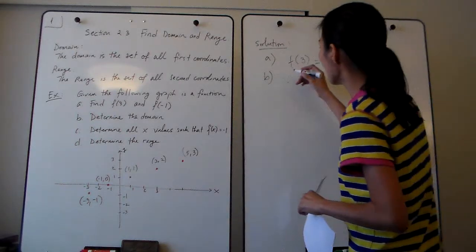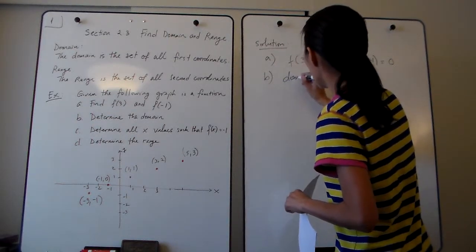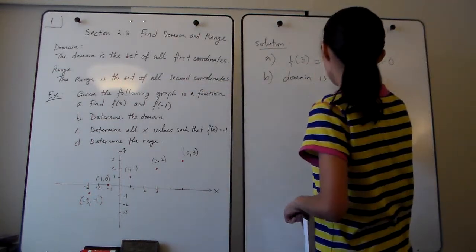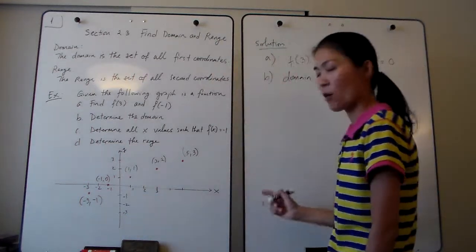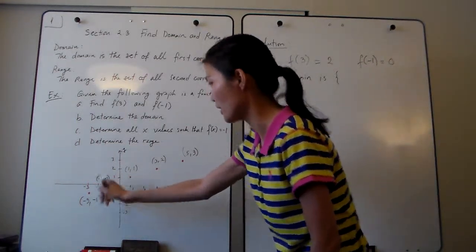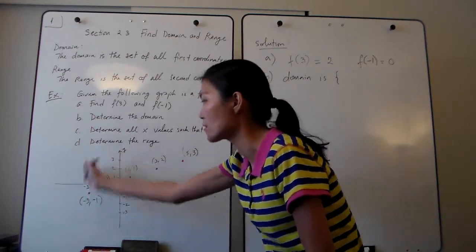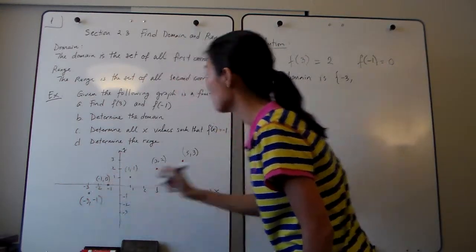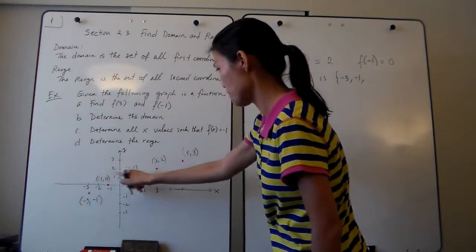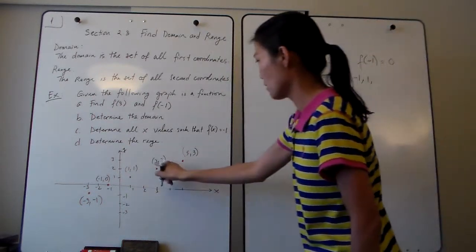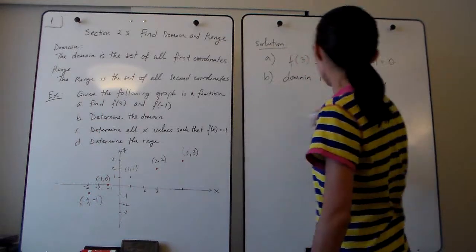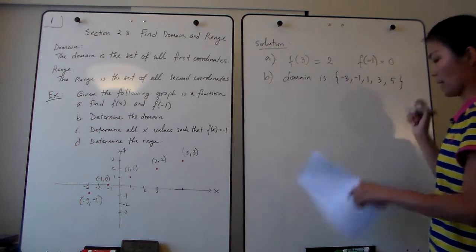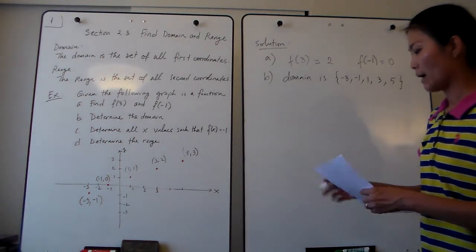So you can say that domain is, write it in a set. Okay? I'll start with the smallest point first, which is -1 right here. Sorry, -3 right here. First coordinate, which is the x. So -3, -1, first coordinate. First coordinate is 1, 3, and 5. Okay? -3, -1, 1, 3, 5. So that's part B. And let's start with part C.